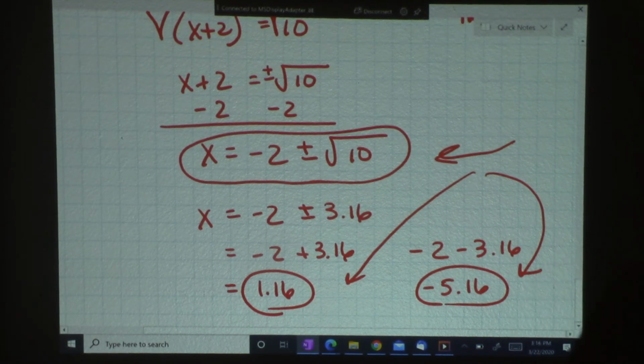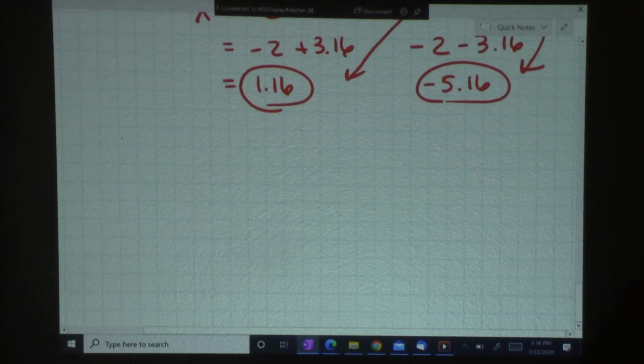Okay, so that is completing the square. Woohoo! All right, one more problem and then we'll be done for review. This is number 4.